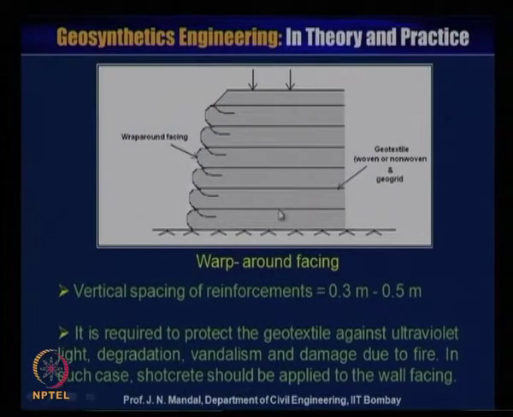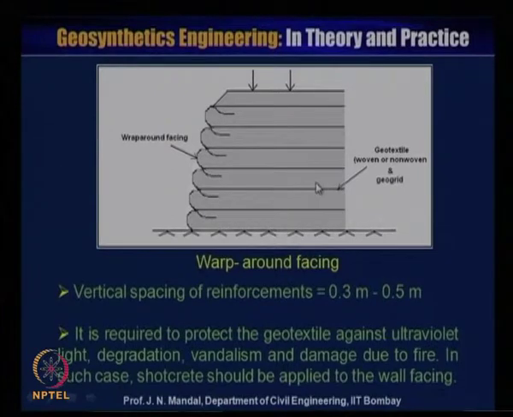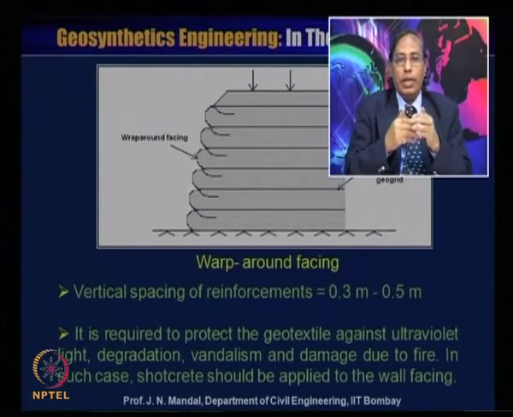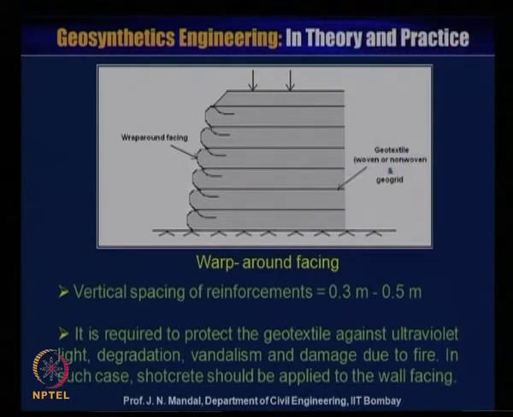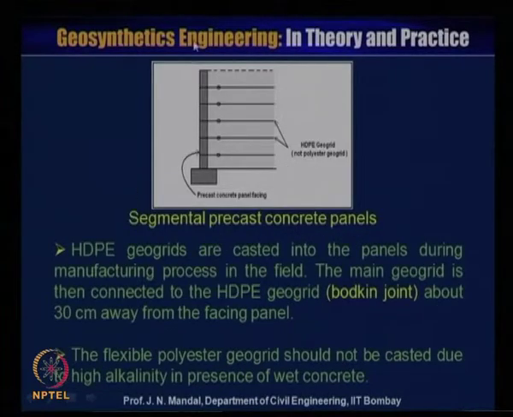So, vertical spacing of the reinforcement is generally 0.3 to 0.5 meter, and it is required to protect the geotextile against ultraviolet light, degradation, vandalism and damage due to fire. In such case, shotcrete should be applied to the wall facing. Here the shotcrete should be applied to the wall facing. This may be the woven or non-woven geotextile material. This is wrap around facing. You can see this is the segmental precast concrete block, and this is the number of layers of the geogrid material.